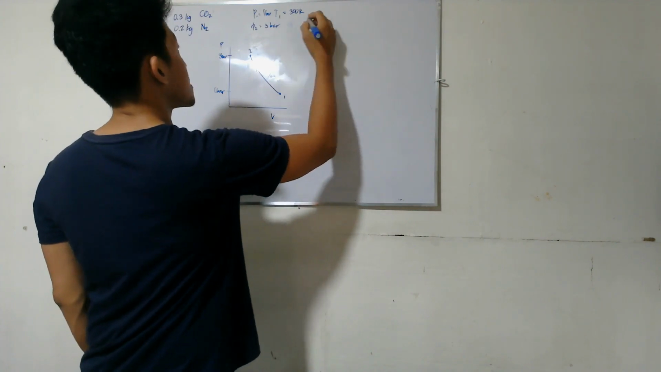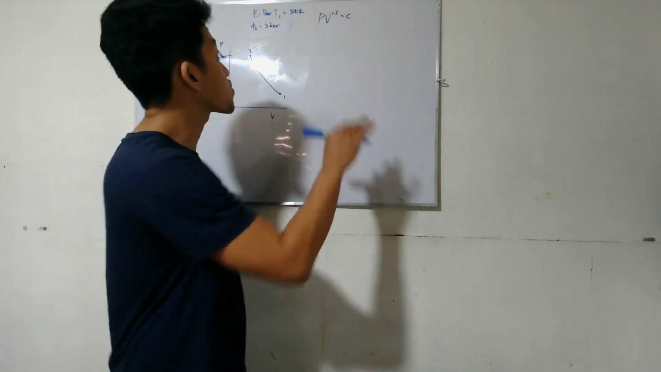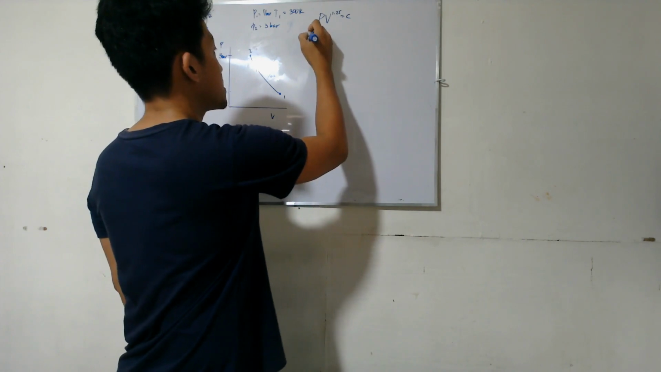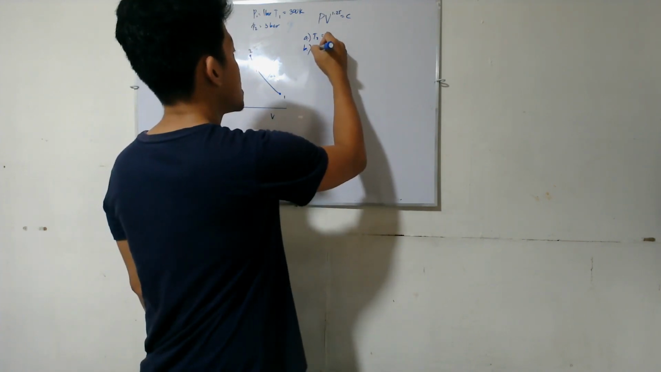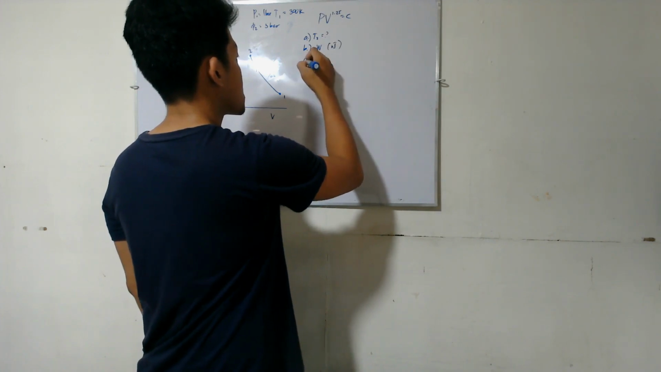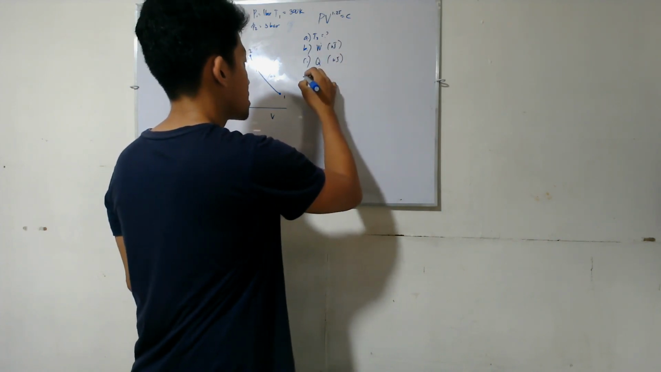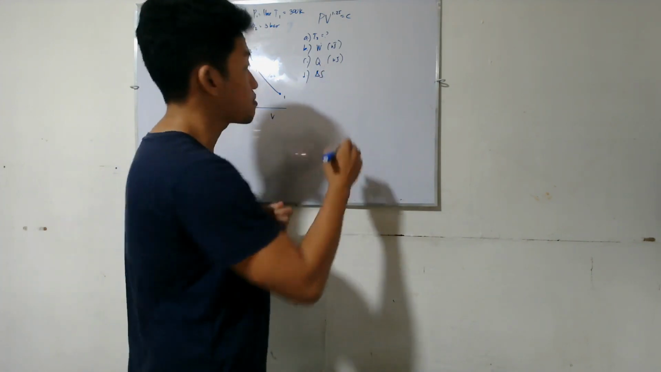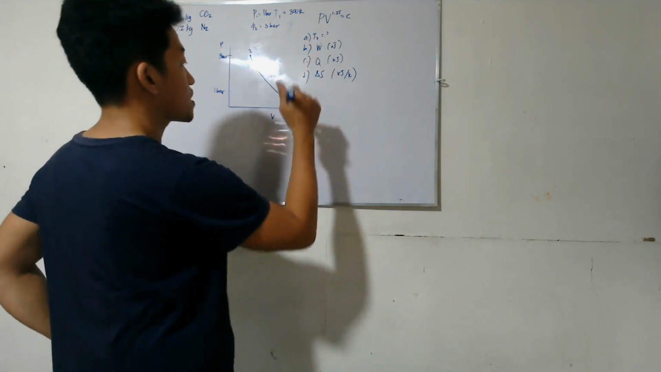Okay. So we are asked to find, for the polytropic process with exponent 1.25: the final temperature, the work in kilojoules, the heat transfer in kilojoules, and the change in entropy in kilojoule per Kelvin. Okay, so we are asked to find the final temperature first.